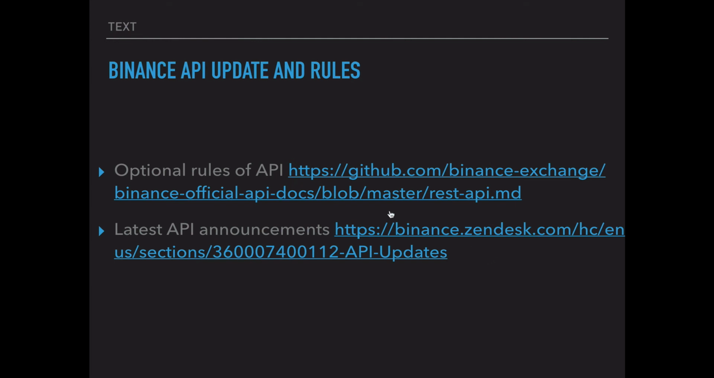Okay, so these are really optional if you're new to the world of API programming. You don't really have to worry about this, but if you are interested from a developer standpoint, these two links will give you the rules of the API. They're pretty generous, so this would include how many requests you can make per second, per minute, per 24 hours. And if you want to get the latest announcements on the API changes, just go to this link here. And that's pretty well it, I believe.